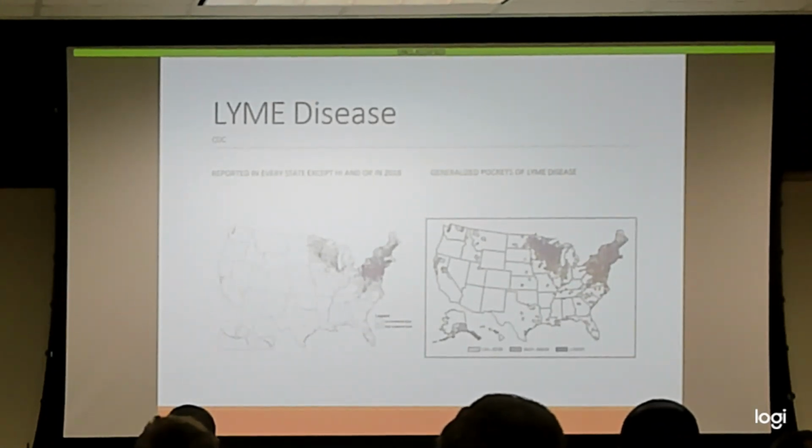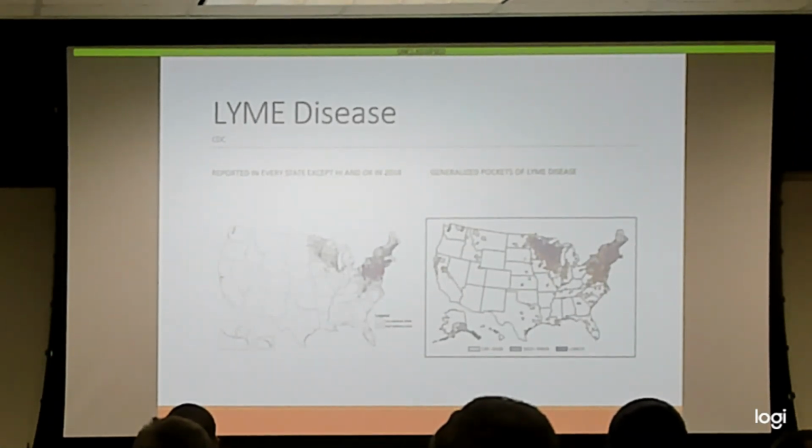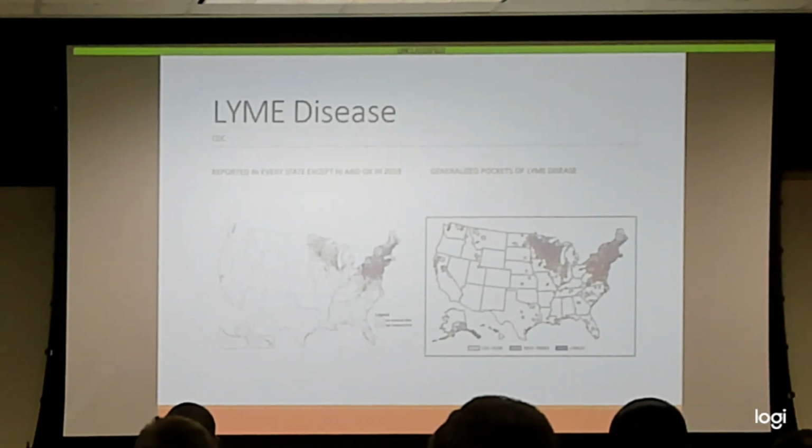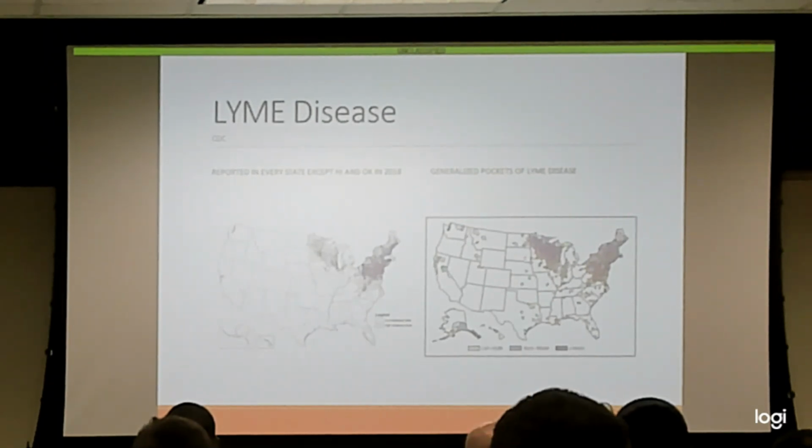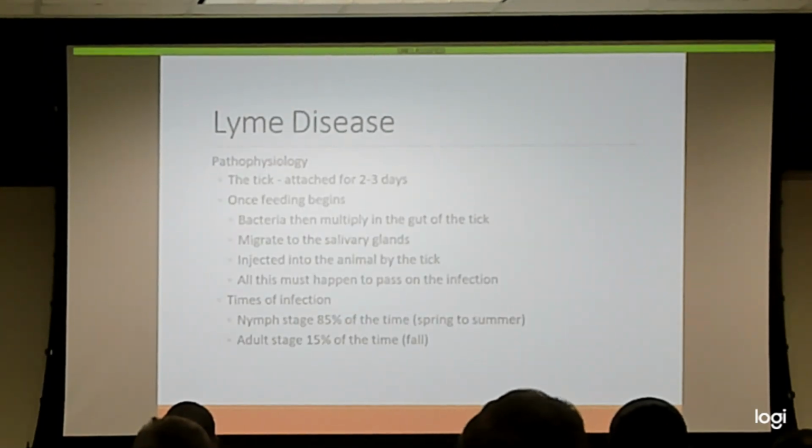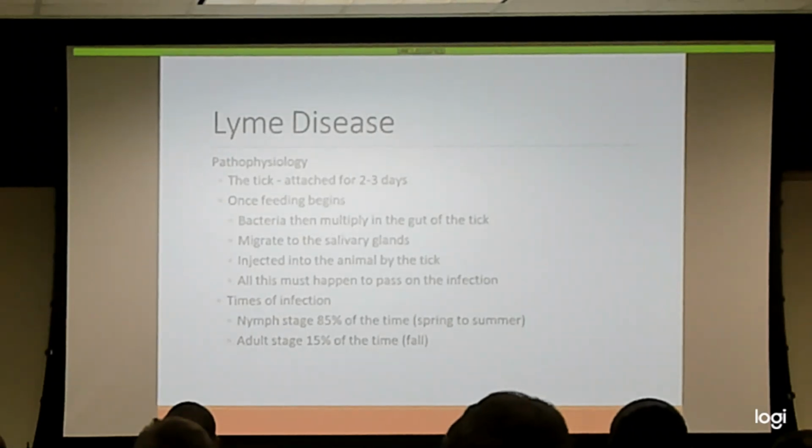We have two specific ticks. We have the scapularis and the pacificus. You can probably guess the pacificus is on the west coast, right? The scapularis is on the east coast. They're the same family of tick, just two different types of tick that cause the problem. So here's your path. Once they feed on something infected, then they come and bite you.